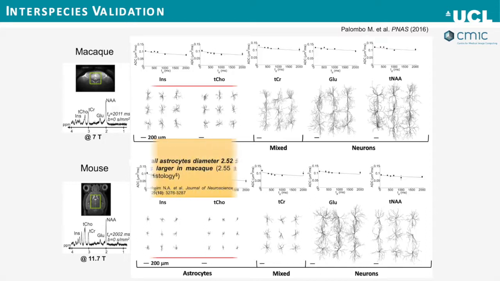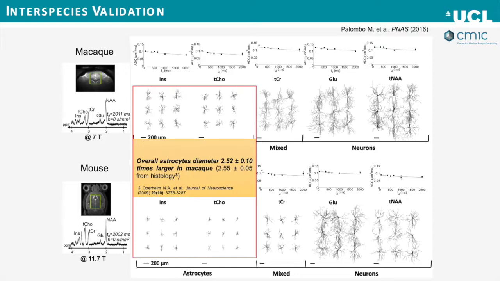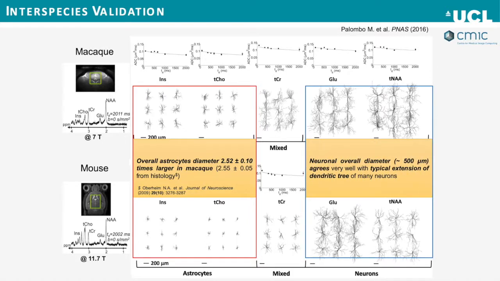As you can see here, we found that cellular morphology for those metabolites supposed to be confined in glia were compatible with the literature. In particular, we measured a factor 2.5 in total glial size between mice and macaque, while for neuronal morphologies, we overall estimated similar features between the two species.